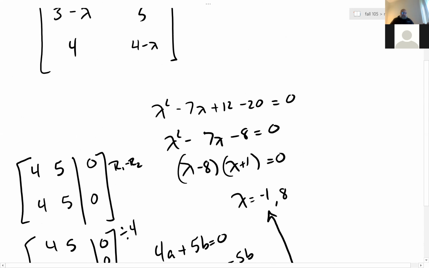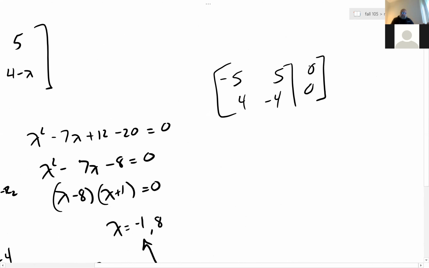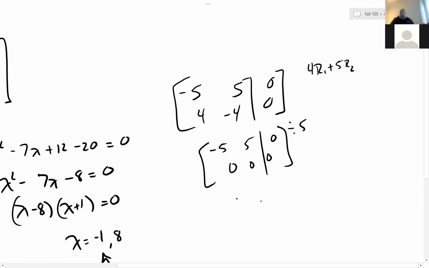Now, plug in your 8s. 3 minus 8 is -5, 4, and then -4. It's quite clear that if you take 4 times the top row, and then you add 5 times the bottom row, they should go away, right? I believe so. And so you will get -5, 5, 0, 0, 0. And then, of course, divide by 5, just to make my life easier, I guess.